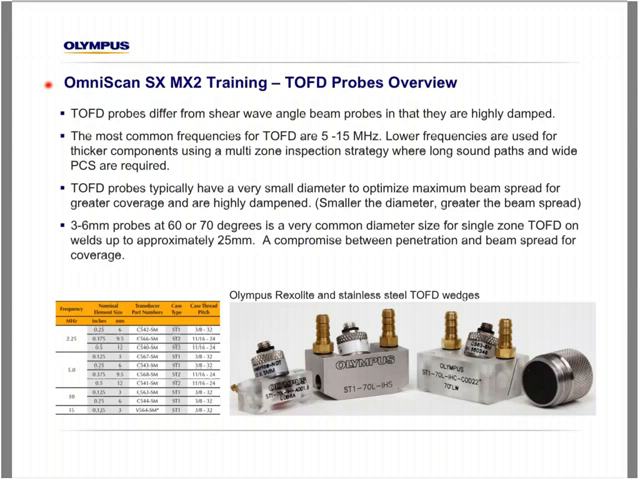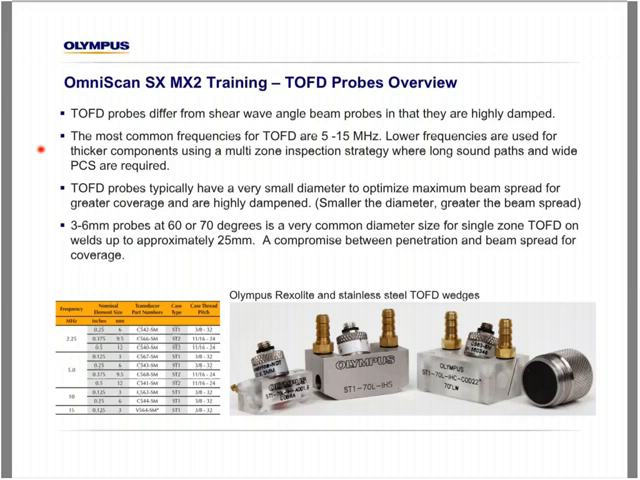The ToFD inspection is very dependent on the probe frequency, size, impedance matching, and the dampening. All of those factors play into the noise of a ToFD group. They differ mainly from a shear wave angle beam probe in that the ToFD probes are highly dampened for a sensitive L wave inspection. The most common frequencies are 5 to 15 megahertz. Lower frequencies are used for thicker components.